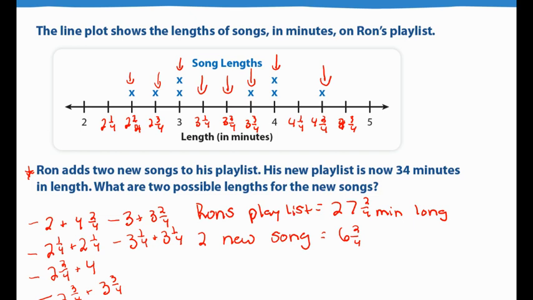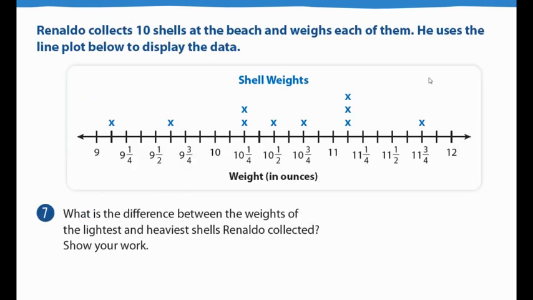So again, what we did here is we added up all the numbers, figured out that it was 27 and 2/4 minutes long. It said that Ron added 2 new songs to get to 34 minutes. So we took 34 minus 27 and 2/4 and figured out that his new ones are 6 and 2/4. So we had to figure out what combinations of numbers could give us 6 and 2/4 that are up here on the chart. So I started with 2 here and just figured it out from there. So any one of these numbers would give you guys an answer. So hopefully that helps. Let's go ahead and move on and see what else we have here.